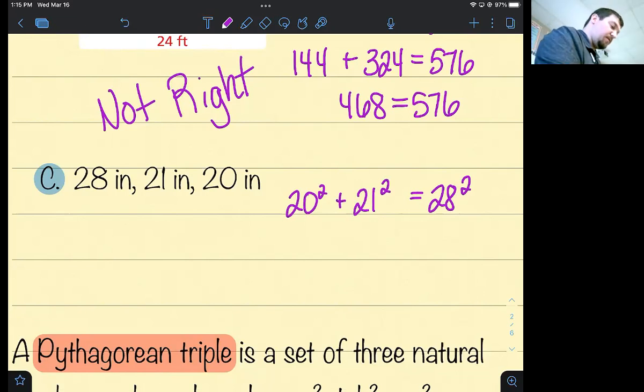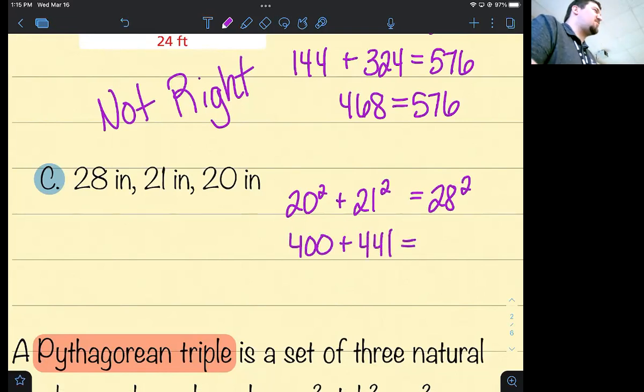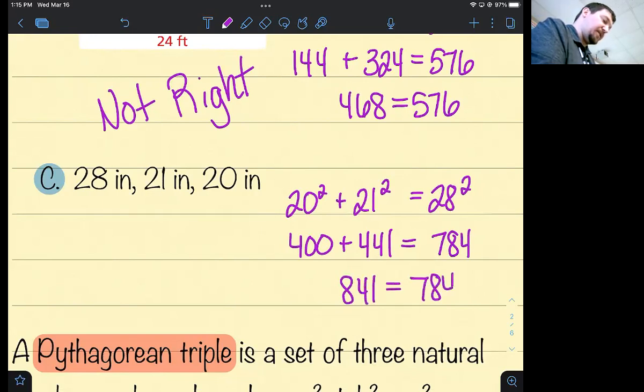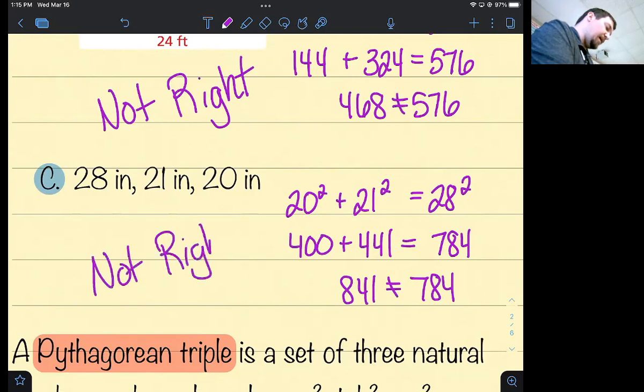So 20 squared, 400, 21 squared, 441. We should know those. 28 squared, not in our list of 25 perfect squares though. Carter, what do you have? 784. So add 400 and 441 together to get 841. No. Doesn't equal 784. I guess you could put a does not equal sign between those two, like I should have done that last time. It does not equal. So this is also not a right triangle.